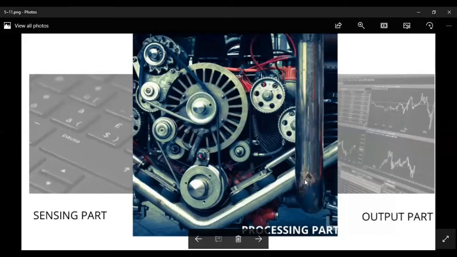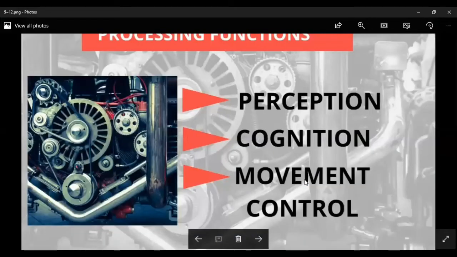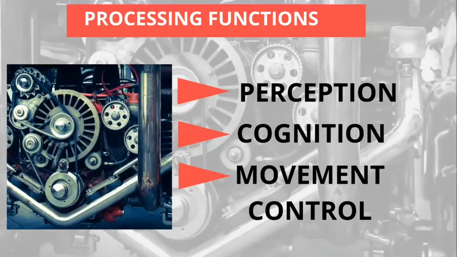If a person is blind, we can physically see that. Similarly, if a person cannot move his hand, that also can be seen physically, but the problem with the brain is not that easily seen, right? So in that we are going to take extra care. In the processing function, there are three important terminologies that you have to be very careful with and understand. First one is perception, second one is cognition, and third one is movement control, right? So remember these three.